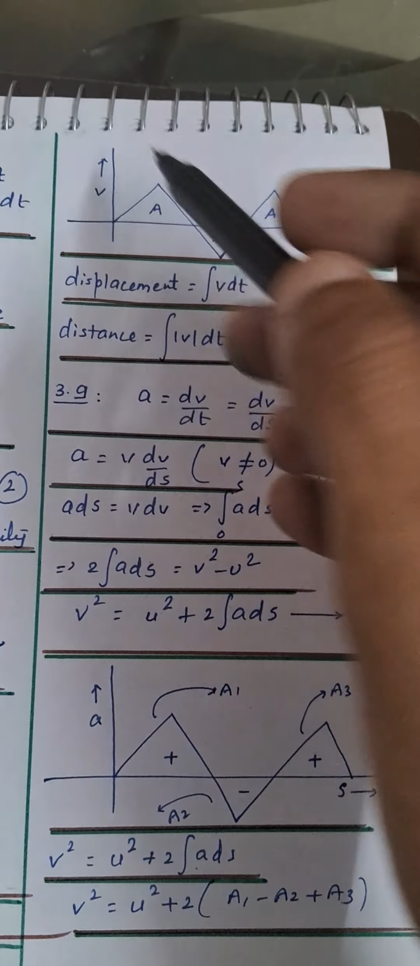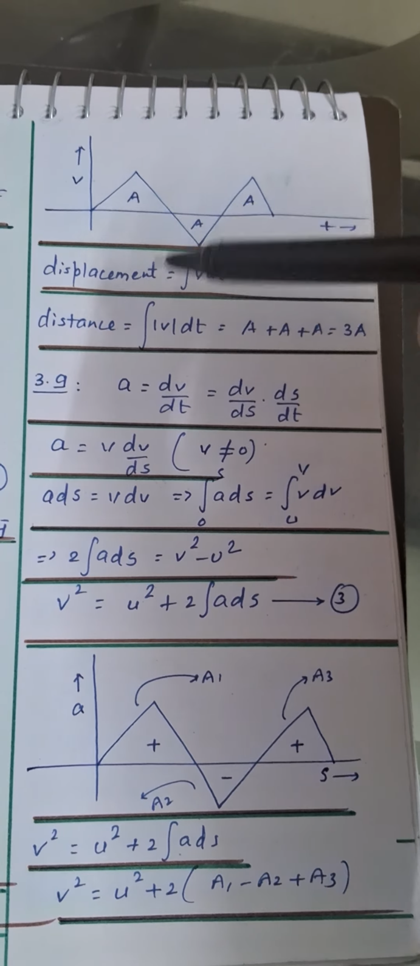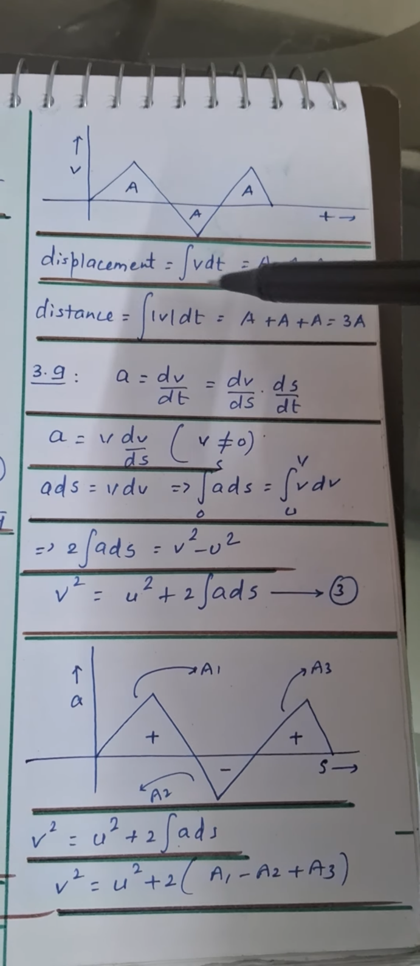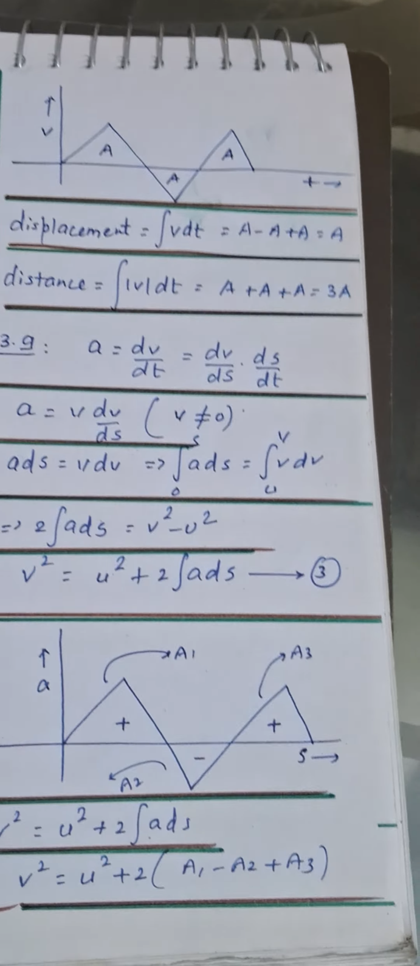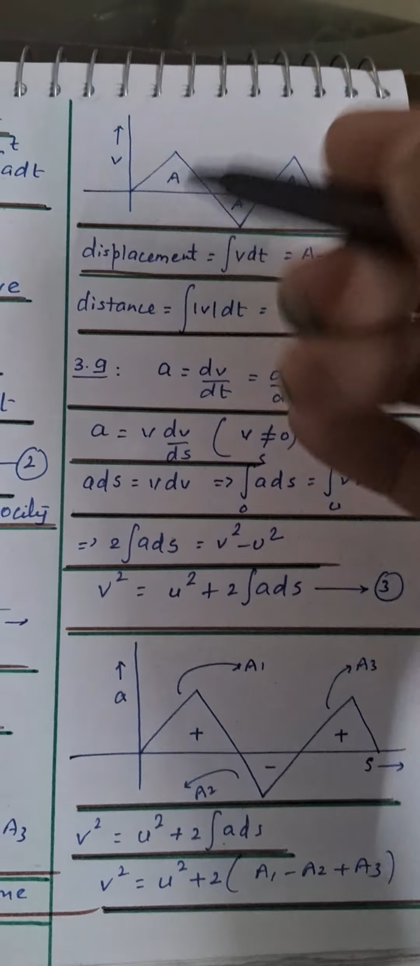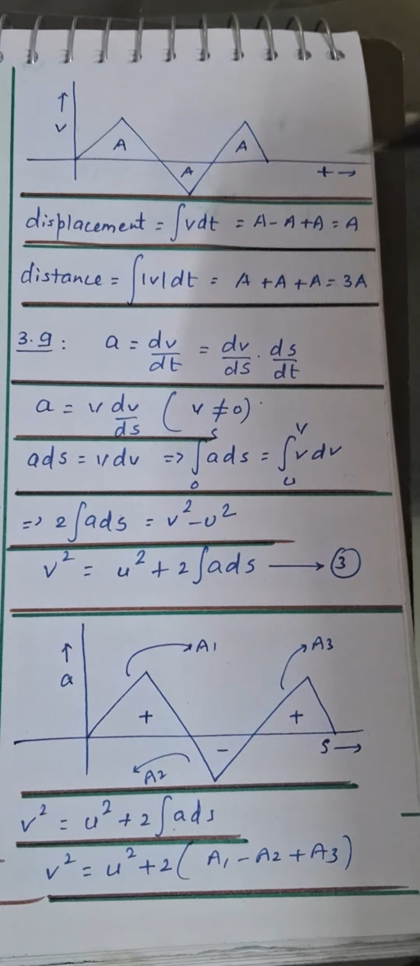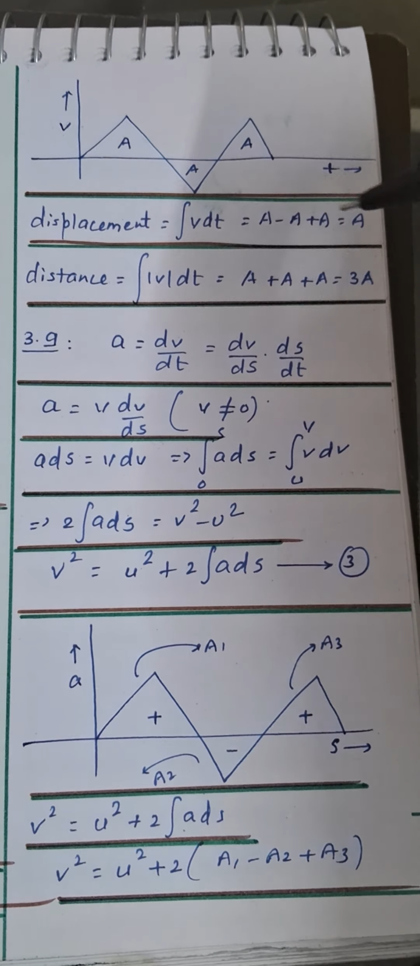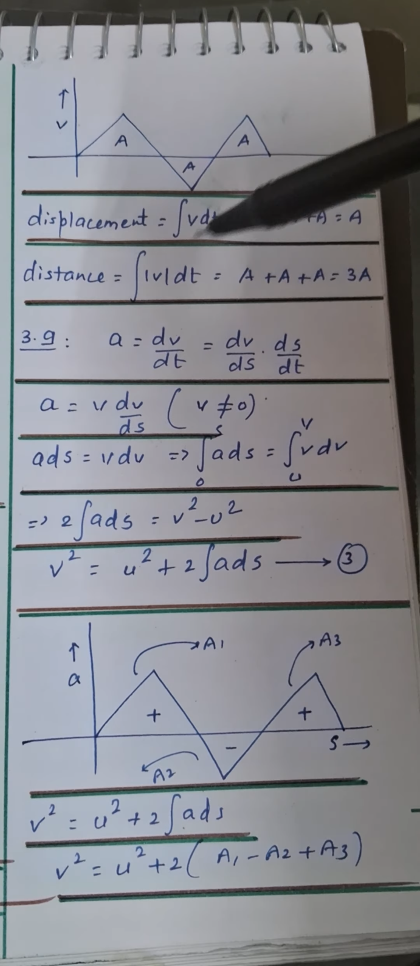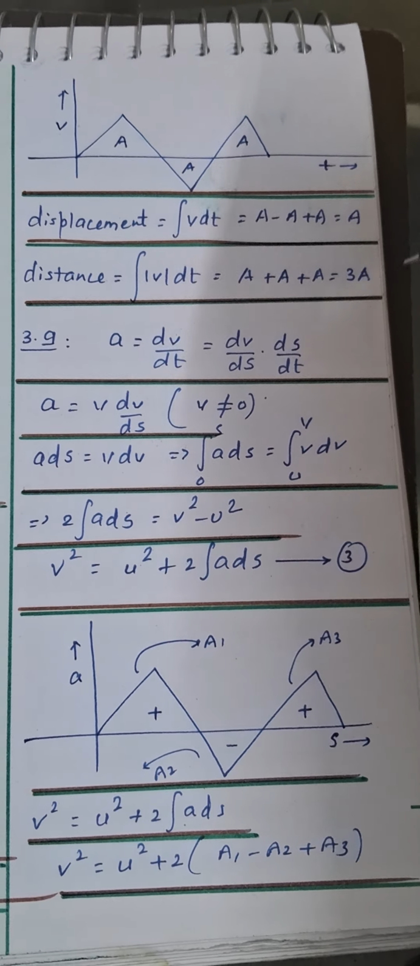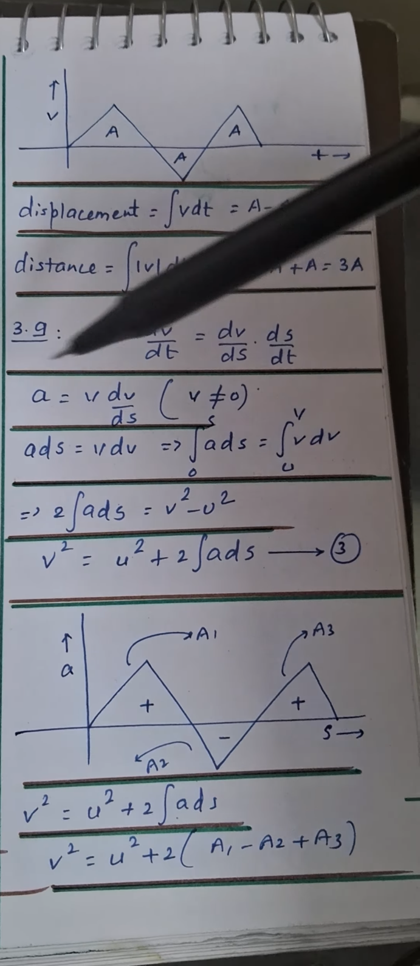For example, here a velocity time graph is given. So displacement will be integration of v dt, which will be the area under the graph with sign, and upward area is to be taken as positive and the downward as negative. So we have displacement as A, and distance will be without sign, so we will have 3A as the distance.